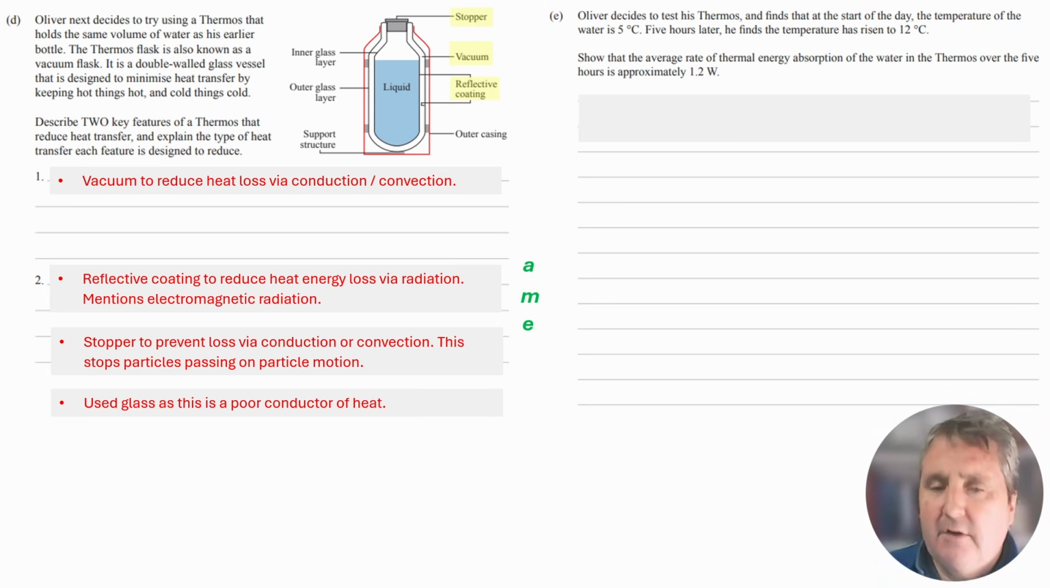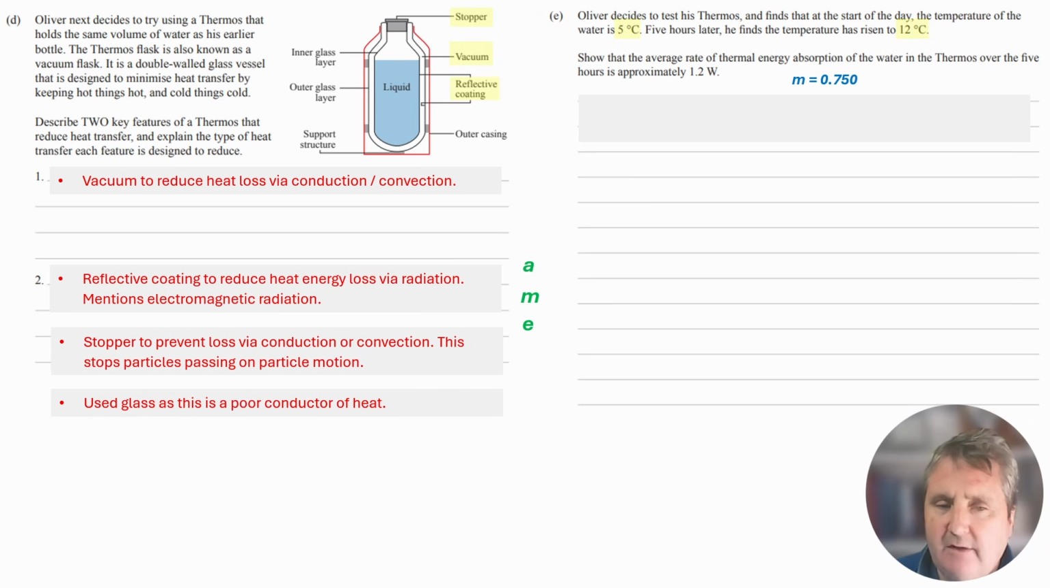So Oliver decides to test the thermos and finds at the start of the day the temperature of the water is 5 degrees Celsius. 5 hours later, he finds the temperature is 12. Show that the average rate of thermal energy absorption of the water of the thermos over 5 hours is 12 watts. Okay, so if we've got this watts here, we know we're going to be calculating the work, that is the energy per time period. We have two temperatures here. It started at 5 and it went to 12, so we can find a change in temperature, and the change in temperature is going to be the first part of our calculation.